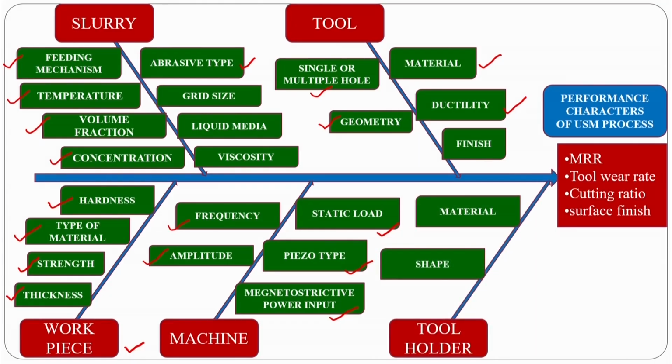The tool holder material as well as its shape will play a major role in the input parameters. Okay, these are the main 5 input parameters: slurry, tool holder, machine, as well as the workpiece material. These parameters influence the output responses that are required. If you are looking at the material removal rate, that means your main concern is to remove the material. If you are looking at the surface finish, then you are looking at ultrasonic surface finishing and other things.